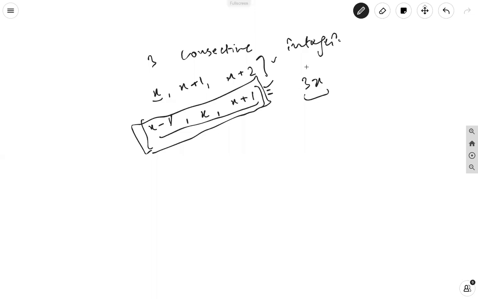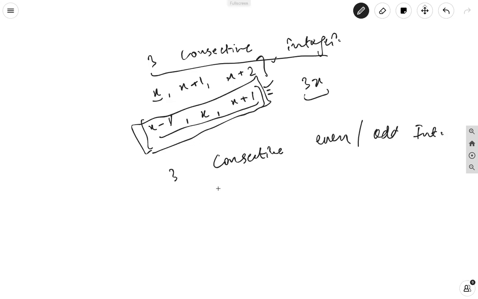Okay, so we talked about 3 consecutive integers. Now, if the question asks about 3 consecutive even integers, or odd integers, right? One way is we have x, x plus 2, and x plus 4. But you should try to solve using this way: we have x, x plus 2, and x minus 2, so that 2 and minus 2 will cancel out, right?